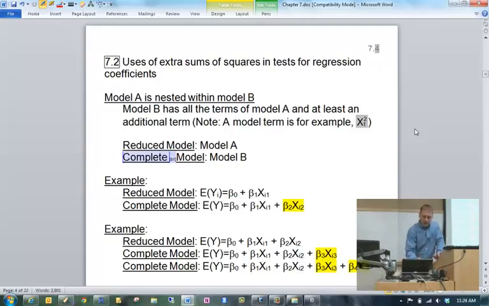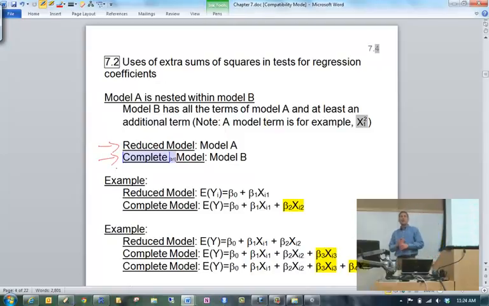And in particular, then, we often will refer to model A as a reduced model because it's smaller than model B. We'll refer to model B then as the complete model because it has everything that model A already has plus some other stuff. A lot of people will refer to the complete model as a full model. Our book uses complete model.